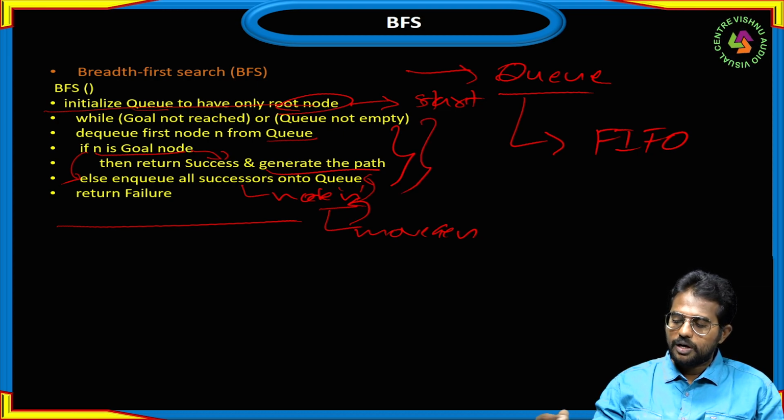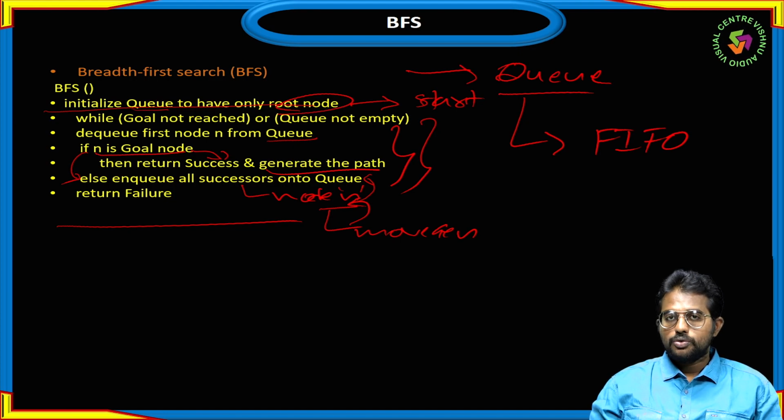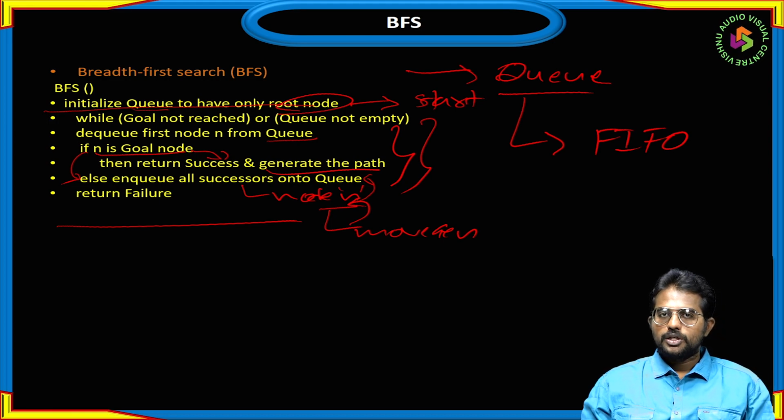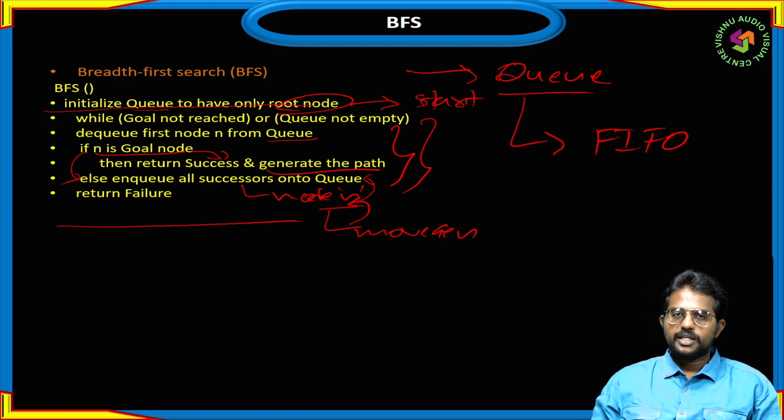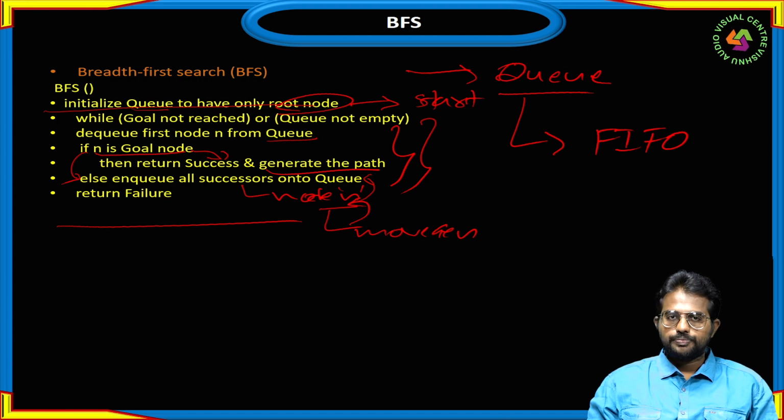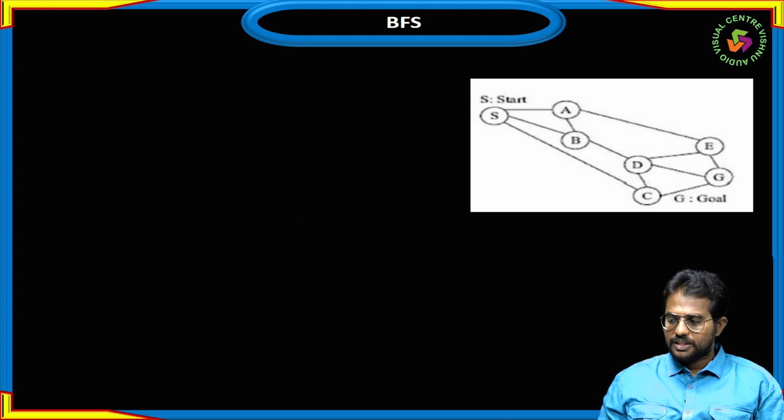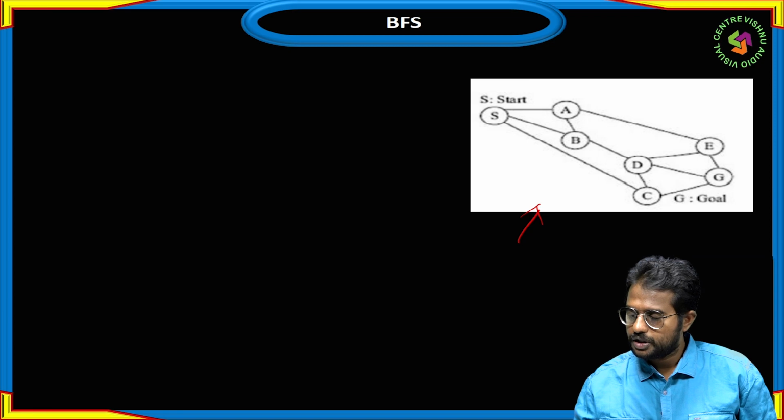So this is the algorithm for BFS. Using this BFS algorithm also we will try to search for the goal node in search problems. So we will see one example, that is the tiny search problem: how BFS is used to solve that tiny search problem.